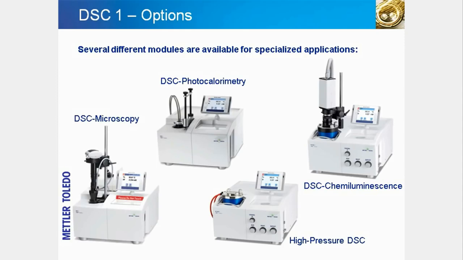DSC photocalorimetry enables you to measure enthalpy changes in a material during and after exposure to light. You can investigate the effect of light on the behavior of light-sensitive materials. Typical applications include the study of light-activated curing processes, the effect of UV stabilizers, and the influence of light intensity on polymer stability.